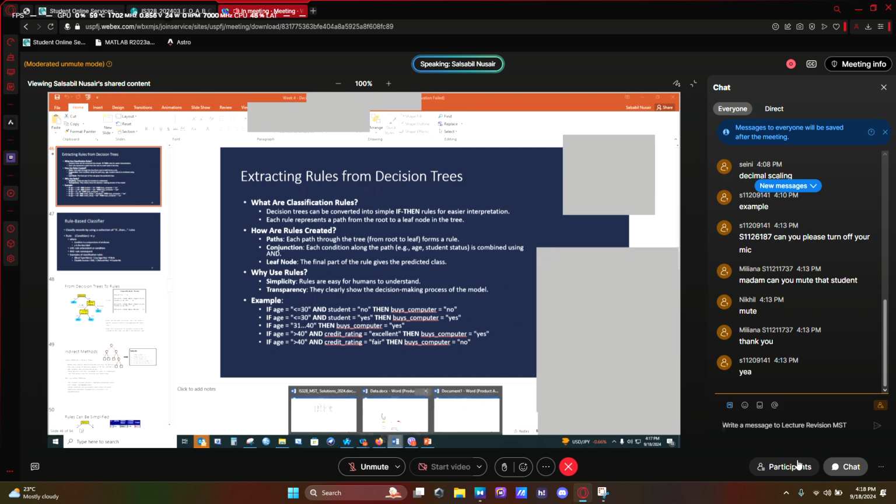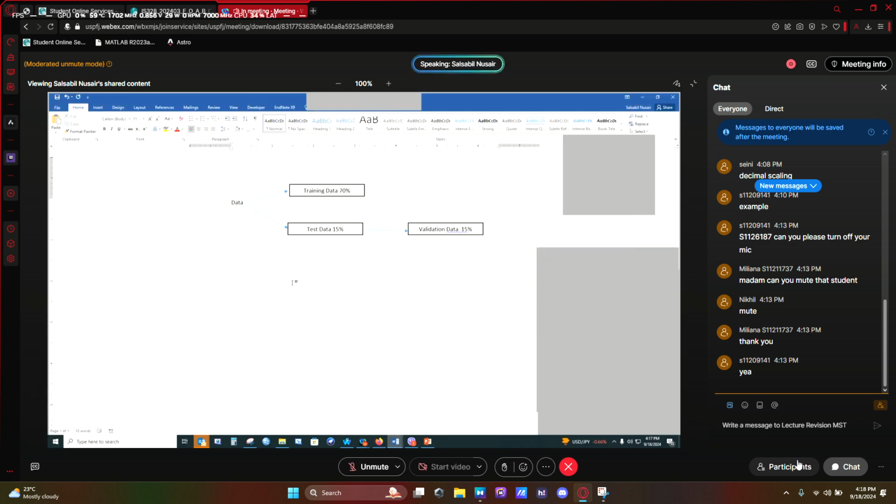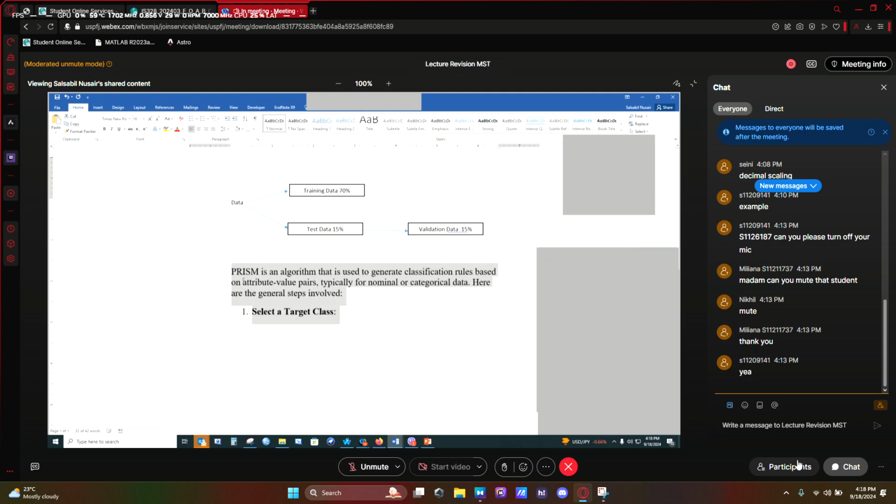We are looking into the version. You are able to see, of course, the content. I'll just make it a bit larger. But this is what we are interested in. So the first thing is you'll select a target class. So in here, you're classifying rules. So you want to look at your output. What is my output? Is it binary? Is it multi-class? And you are focusing on it.